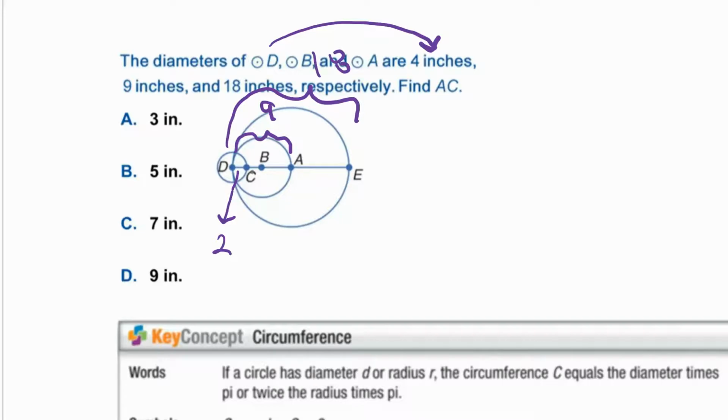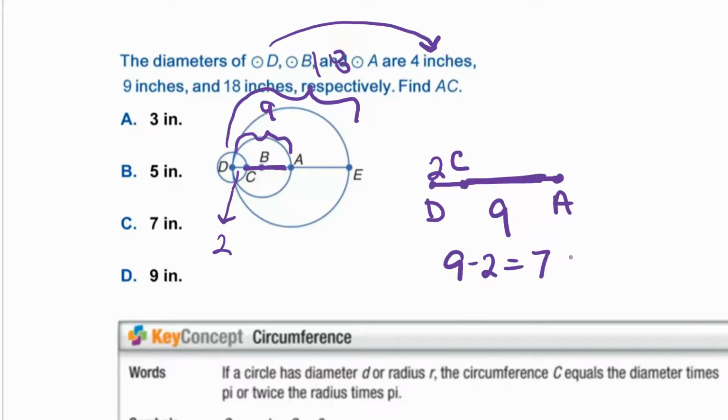They ask us to find the length of AC. So from D to A, that length is 9. From D to C, that length is 2, and we want to find this length right here. So 9 minus 2 equals 7 inches.